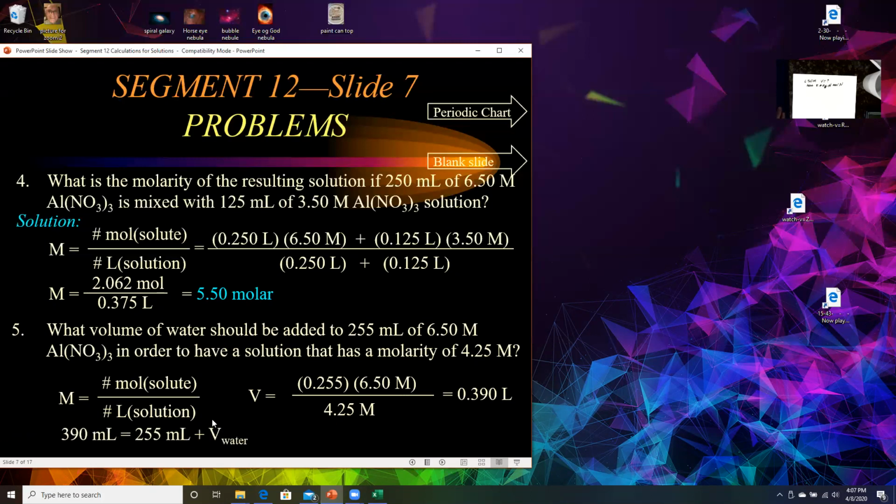It's 390 liters, or 0.390 liters, or 390 milliliters. Now it asks for the volume of water. So this is the total volume, 390. The volume of the aluminum nitrate solution was 255. I have to add a volume of water, and I can solve for it from this relationship. Volume of water would need to be 135 milliliters.